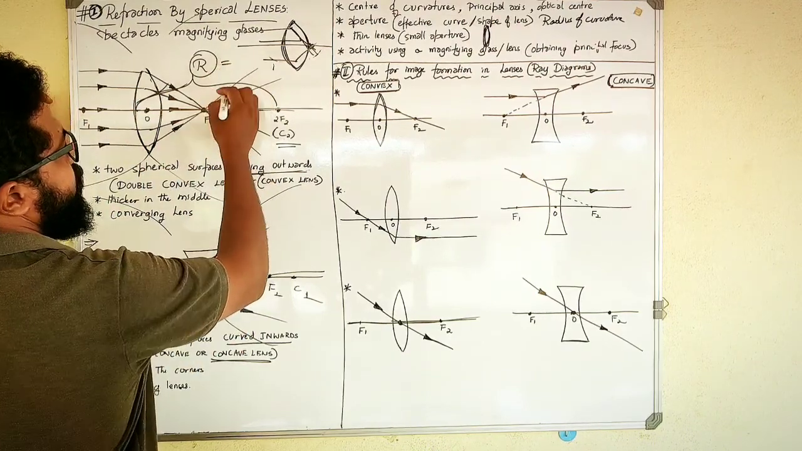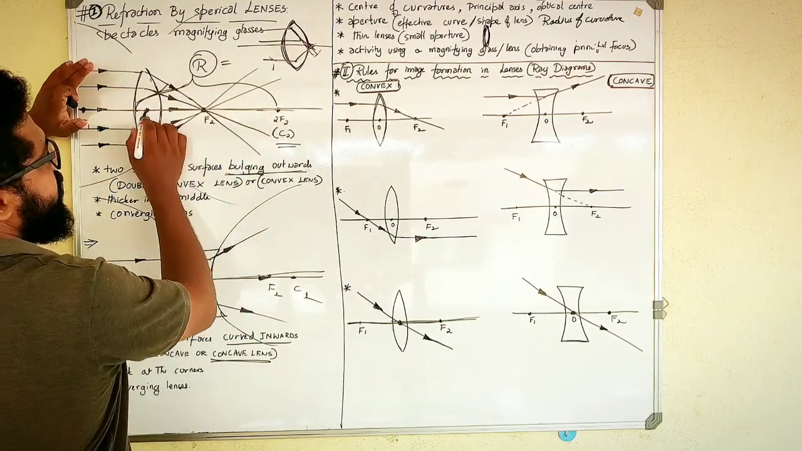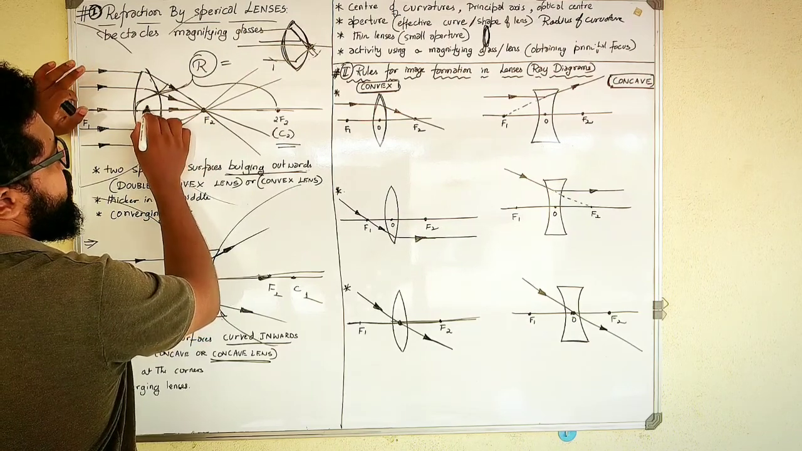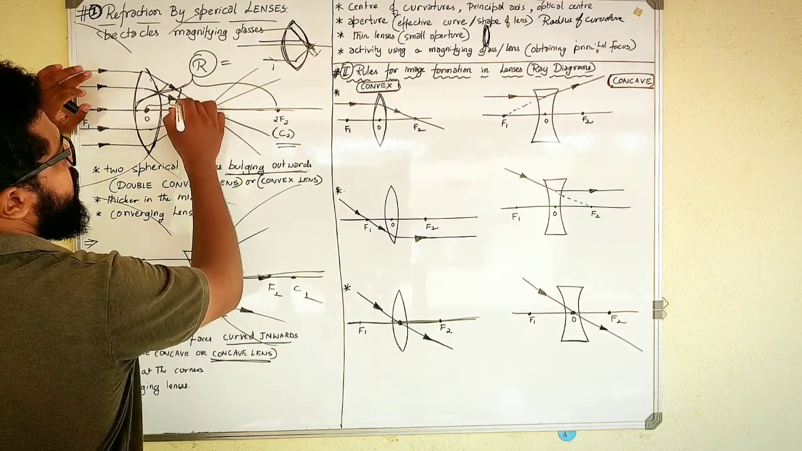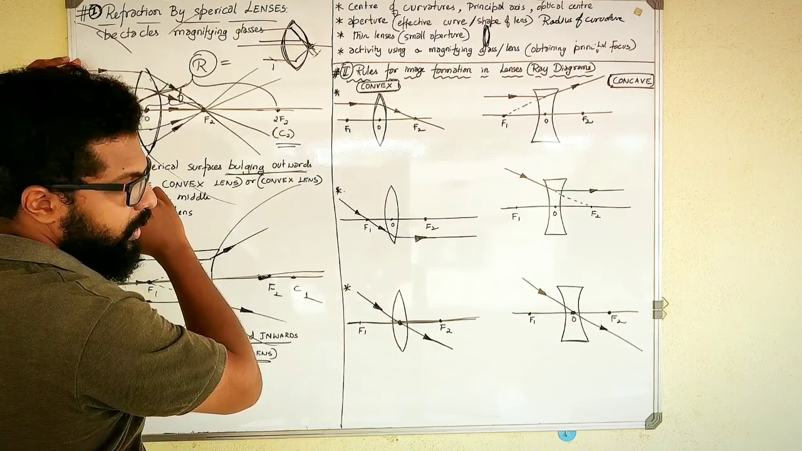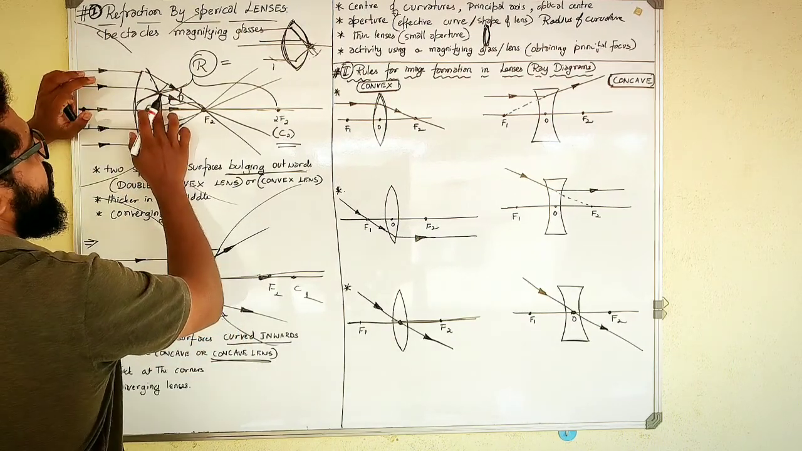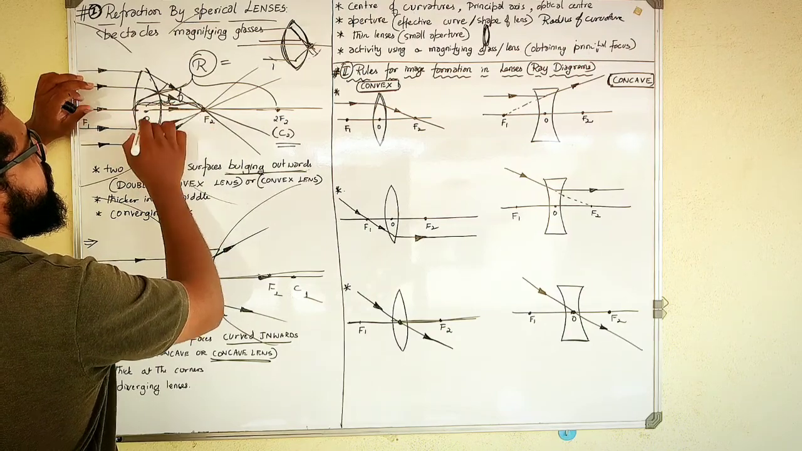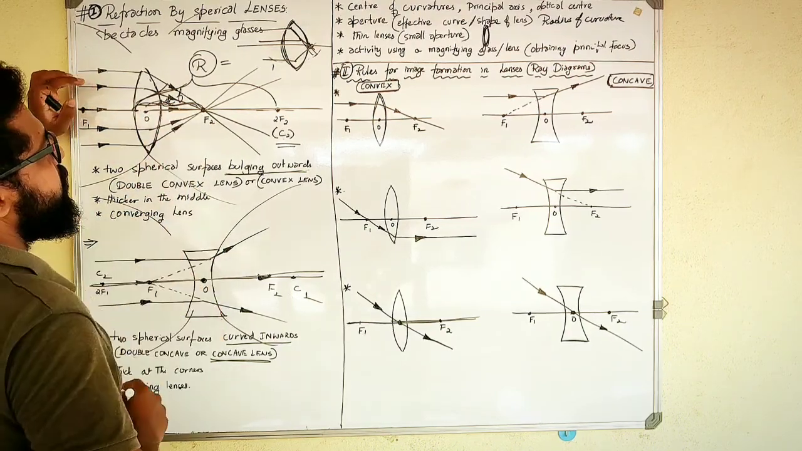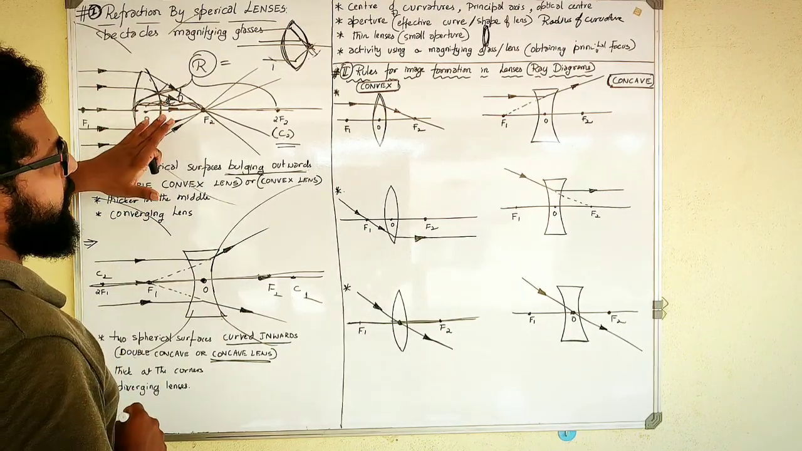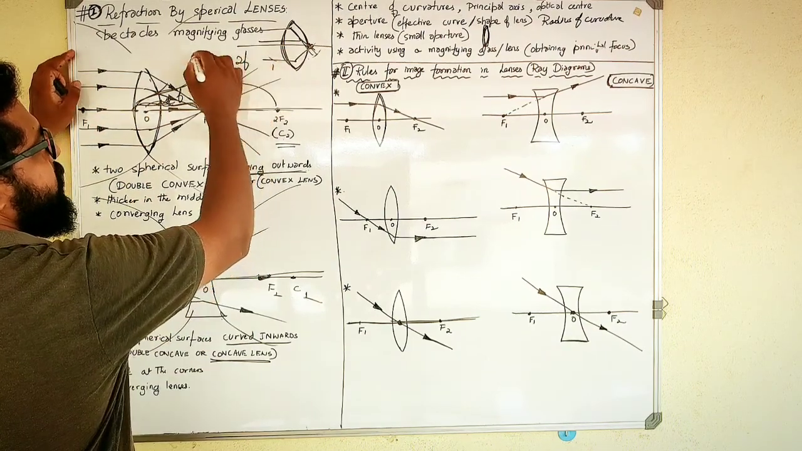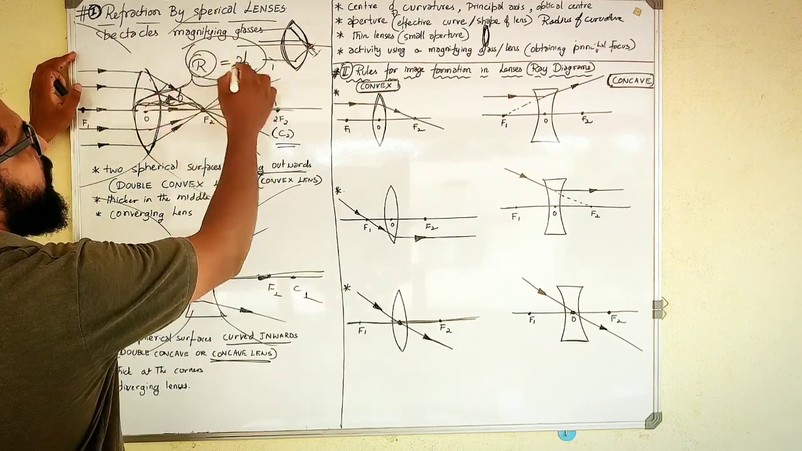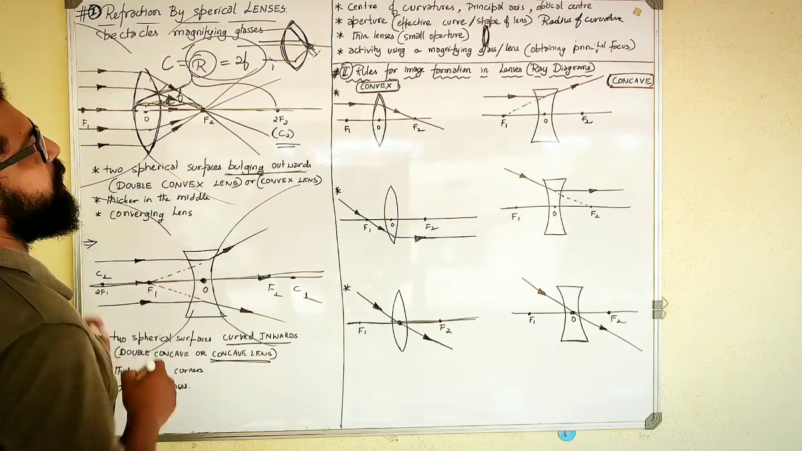You already know that the distance from the optic center to the focus is nothing but the principal focal length. This is the focal length, from the corner to this point, not to the optical center. This distance is nothing but the focal length, and 2 times the focal length is nothing but the radius of curvature, or the center of curvature.